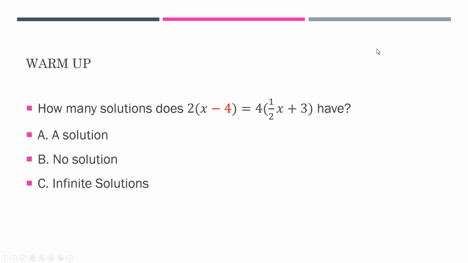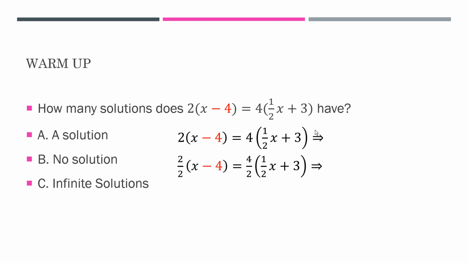So we have a warm-up right here, and it says how many solutions does 2 times the quantity x minus 4 equal 4 times the quantity 1/2 x plus 3/2. You should see that both sides have a 2, so we're going to divide that 2 through. 2 divided by 2 wipes out, and 4 divided by 2 leaves us with a 2.